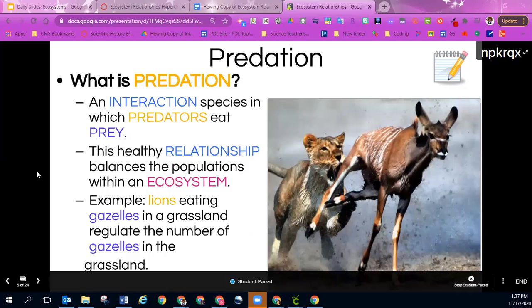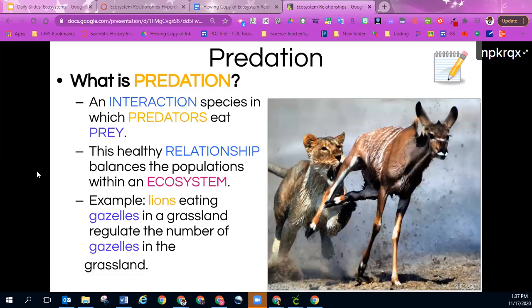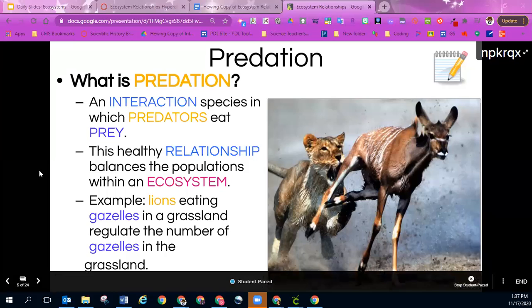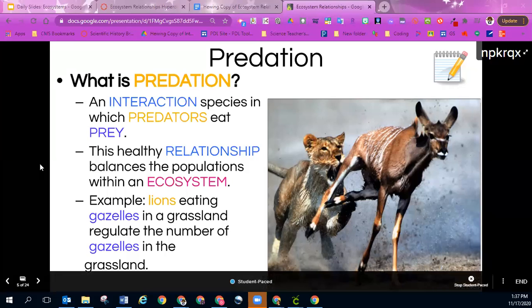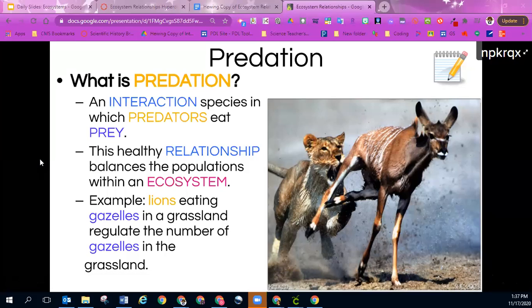So, predation itself is the interaction that species go through. They will either be considered a predator or they will be considered the prey. Predators are the ones that are doing the hunting and they eat the prey. This relationship is healthy and needed within ecosystems because we talked about how different ecosystems would change if the resources were not checked. So it's kind of like checks and balances within even our judicial system, but it's just nature's form of checks and balances.